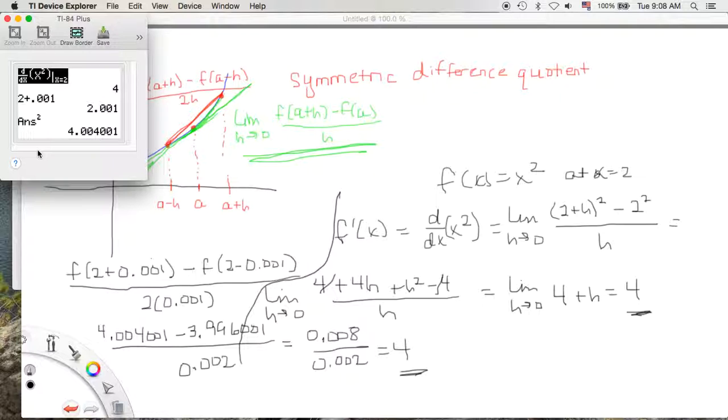The biggest thing is you just have to realize that when you go to math and then down to where it says nDeriv, you're going to get this, and you'll be able to plug it in to do it in your calculator. Now, here's the thing. Sometimes you're going to need to do that because calculating the derivative by hand is just a long, horrible task, and it will take you forever.